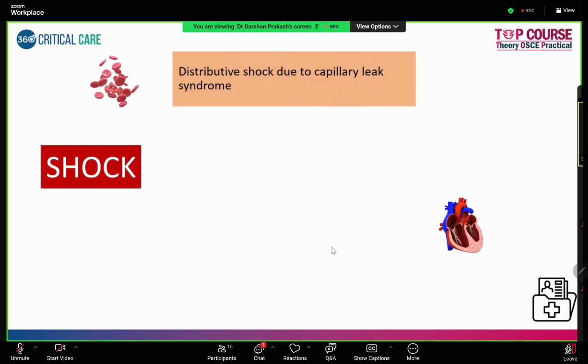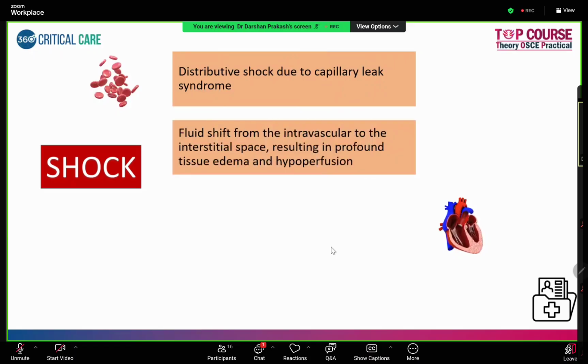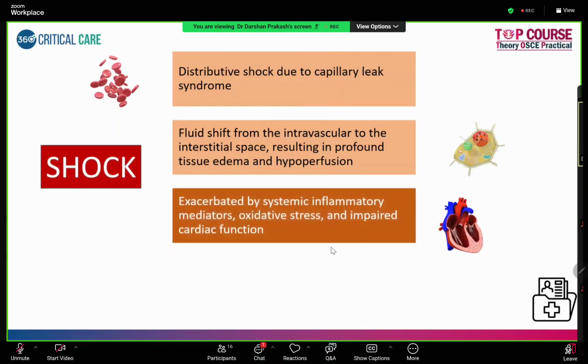So what happens in burn shock? It causes a distributive shock due to the capillary leak, that is because of the damage to the local vascularity and the release of a lot of cytokines. Because of the capillary leak, there is a lot of shift of fluid from the intravascular space to the interstitial space, causing tissue edema and hypoperfusion, which causes cellular injury. This in turn exacerbates the SIRS response, leading to impaired cardiac function.